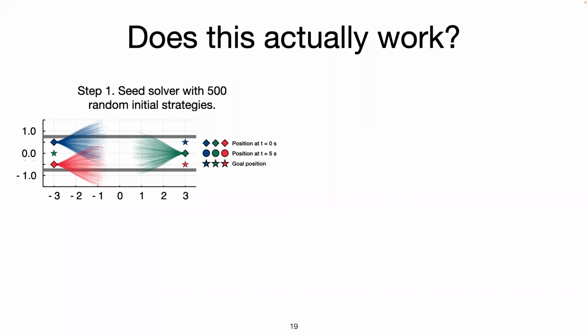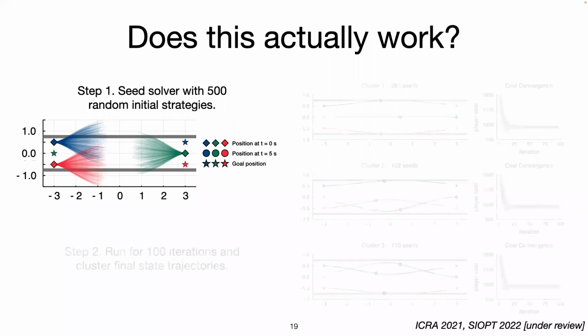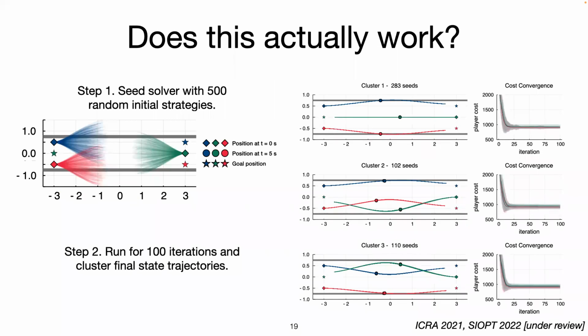So what I did is just seed the solver with a whole bunch of random initial strategies for the players, and then run the convergence for each seed and cluster the results. And what you see is that they cluster really nicely. So we basically recover the natural, at least intuitive, equilibria that you'd expect to see, since we've all been in this situation, I'm sure.